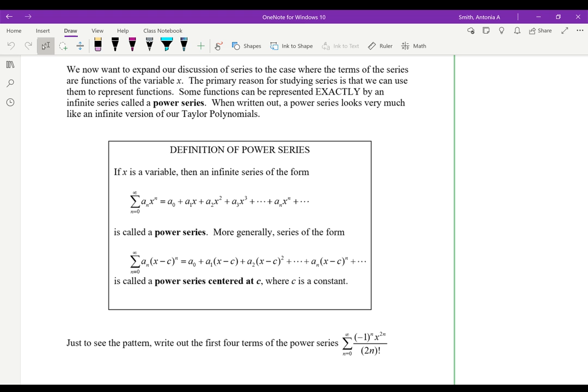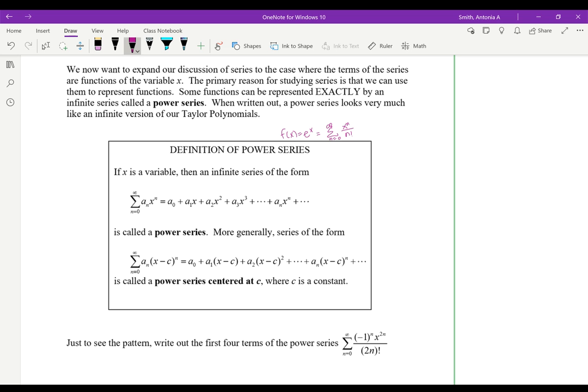A really common power series is for the function f of x equals e to the x. Let me write that down here. It is the sum from n equals 0 to infinity of x to the n over n factorial.